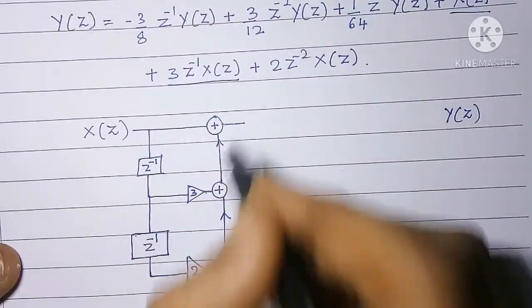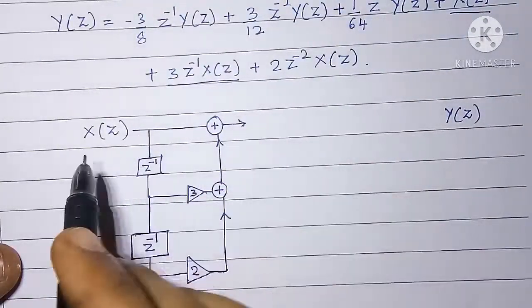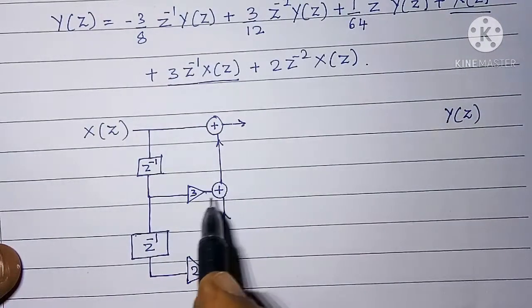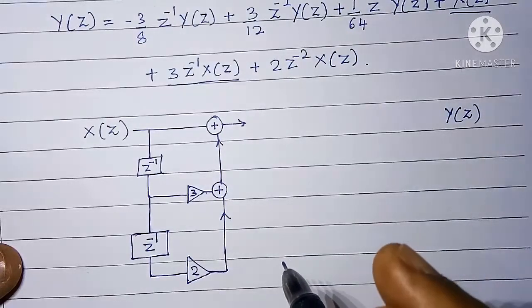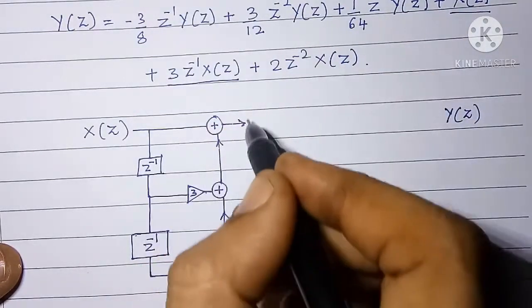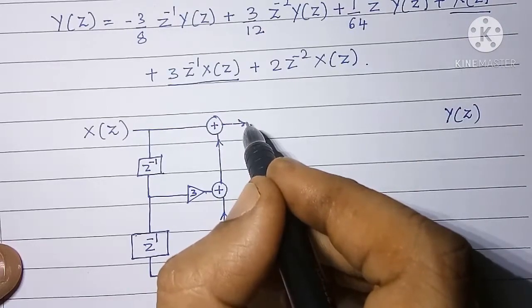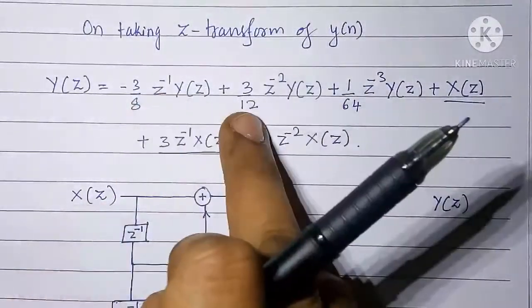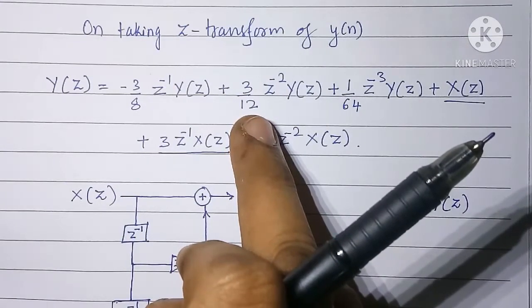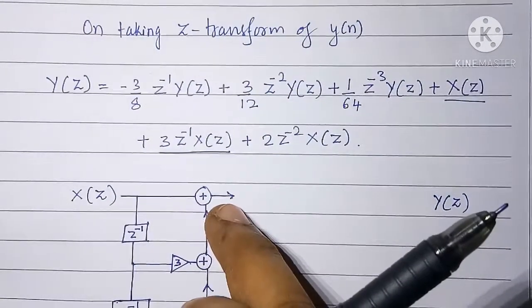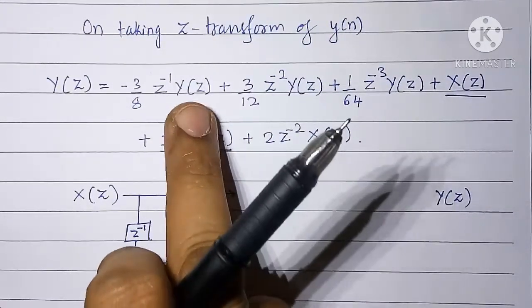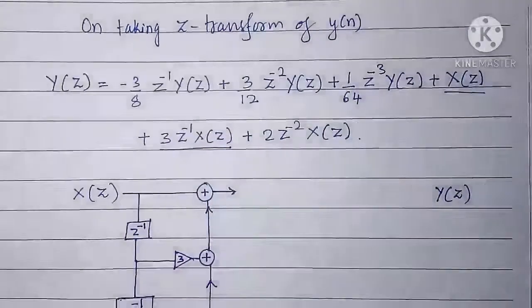So here we get x of z plus 3 into z raised to minus 1 into x of z plus 2 into z raised to minus 2 into x of z. Now I have to add this summation obtained here to the delayed y of z terms.